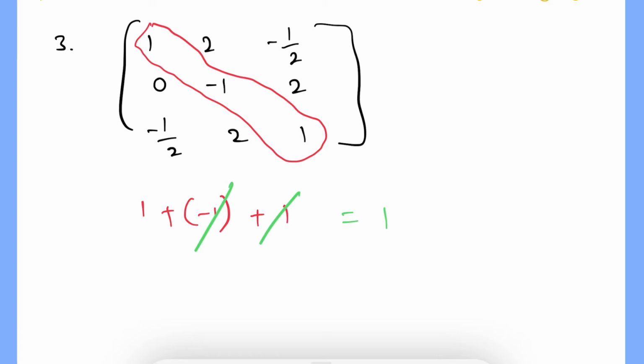Trace of the matrix, that is tr of some matrix, if we take it as capital A, trace of A is equal to 1.